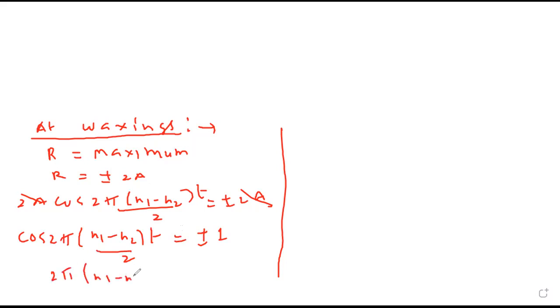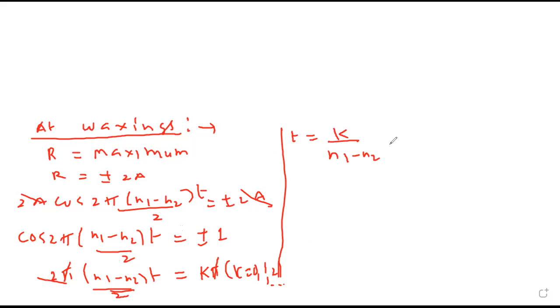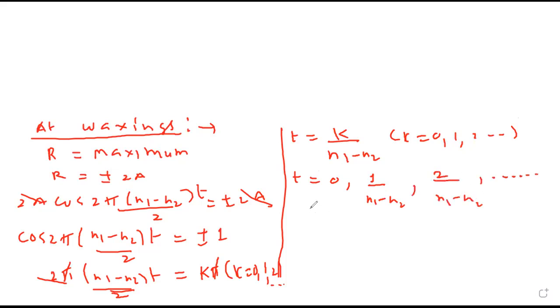So the angle associated with cos should be 0, 1 pi, 2 pi, 3 pi, and so on. So I'm writing k pi where k can be 0, 1, 2, and so on. Both sides pi cancels, the 2 cancels. So t is k upon (n1 minus n2) where k is 0, 1, 2, and so on. Therefore, when you put k as 0, you will get 0. 1 upon (n1 minus n2), 2 upon (n1 minus n2), and so on.